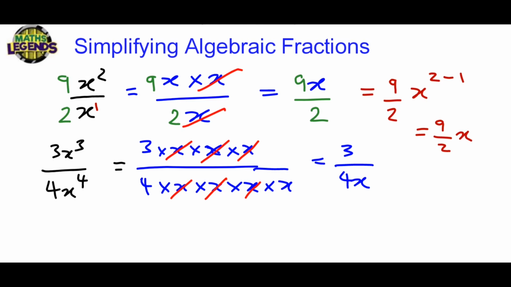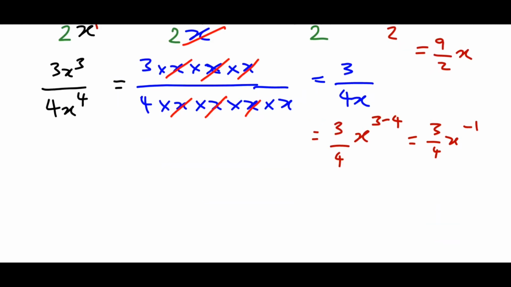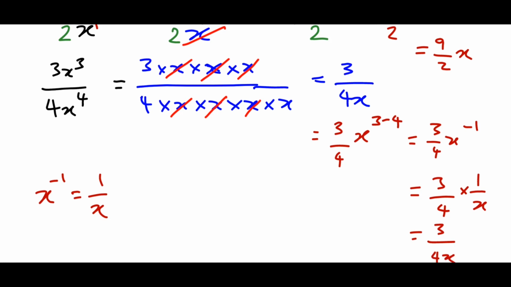So let's do the same for this one. So here we have 3 over 4, x, 3 minus 4. In this case, 3 minus 4 is minus 1. Now, if you have anything to the power of minus 1, so say x to the minus 1, that is the same as 1 over x. So here, we write this as 3 over 4 times 1 over x, which is the same as 3 over 4x, which is what we had above. Now, as a rule to remember, x to the a over x to the b is the same as x to the a minus b.